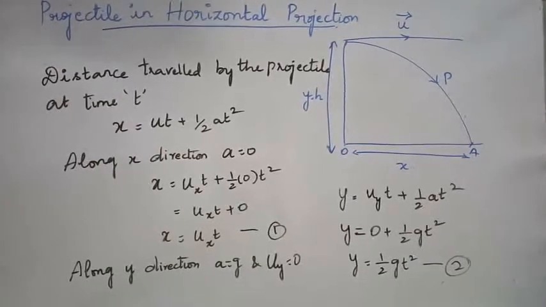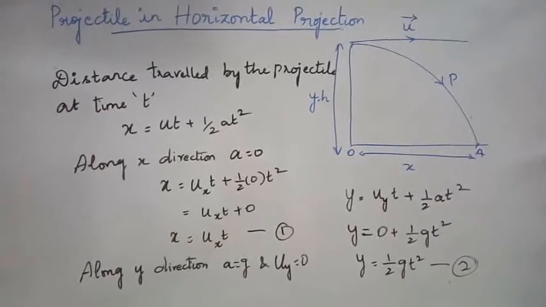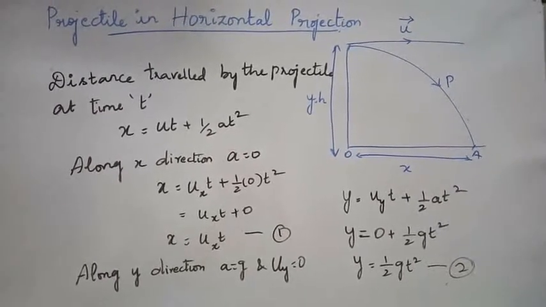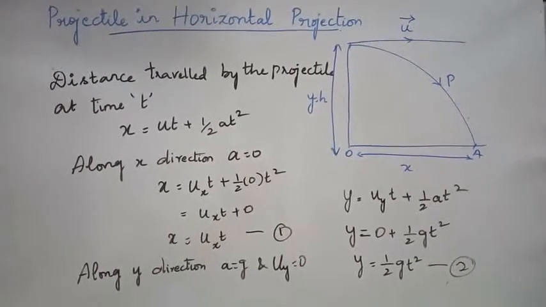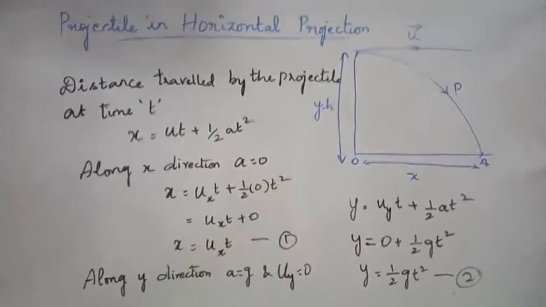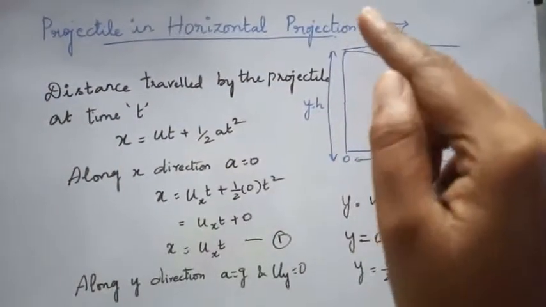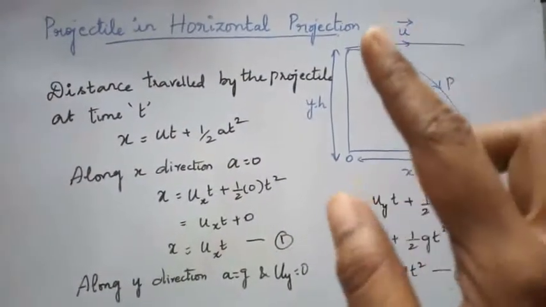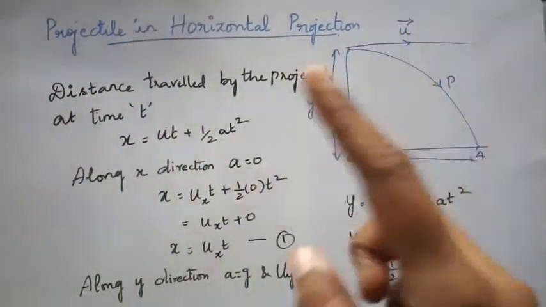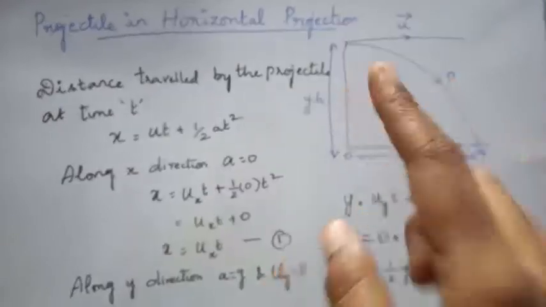Hello students, welcome. In projectile motion, as we saw in the previous video, we have two different types of projection. The first case is projectile in horizontal projection. That is when an object is thrown from the top of some point and makes a half projection. So it is called the horizontal projection.